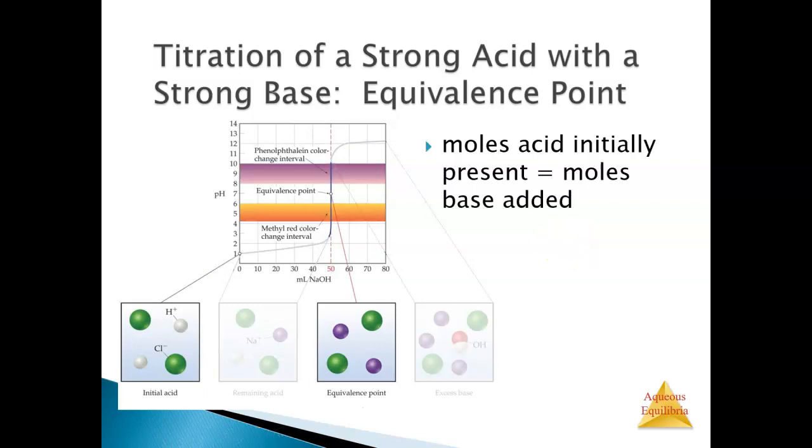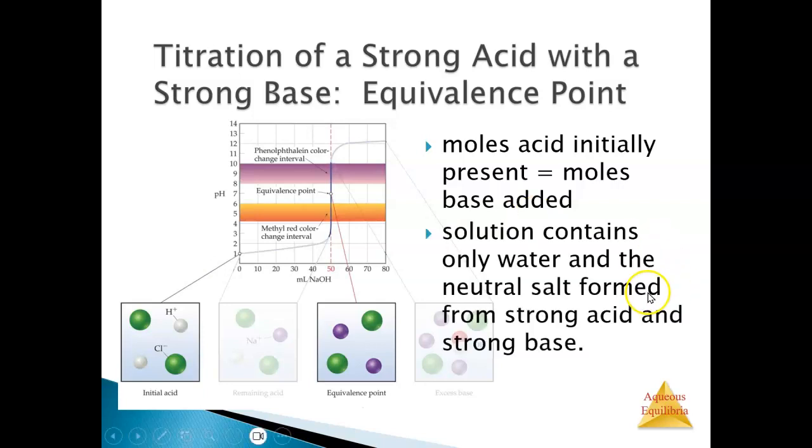Because in that case, my moles of acid initially present will be equal to my moles of base that have been added. That means I'm at equivalence. And that means the only thing left in my solution is water and a neutral salt. Because my salt is formed from a strong acid and a strong base, that means it has extremely weak conjugates. So that neutral salt formed doesn't hydrolyze water, and therefore the pH remains the pH of pure water.